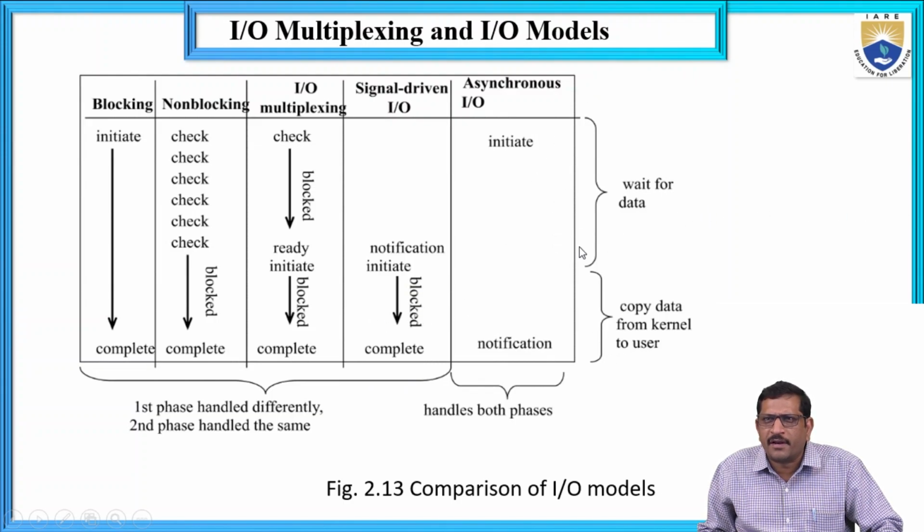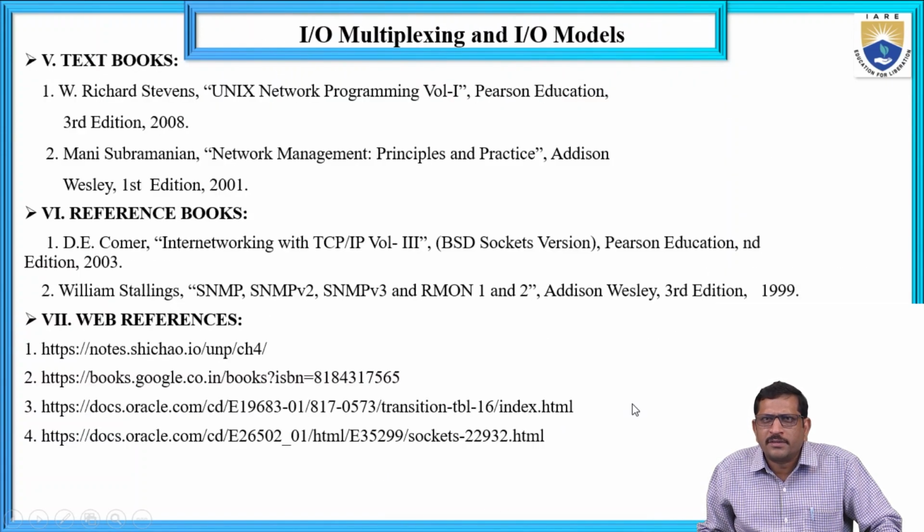Here also we initiate and get the notification, waiting for the data and copying the data from the kernel to the user, and it handles both of the phases. Synchronous input output handles both of the other phases. For blocking, non-blocking, IO multiplexing, and signal driven input output, the first phase is handled differently, while the second phase is handled the same. So this is the comparison of the IO models.